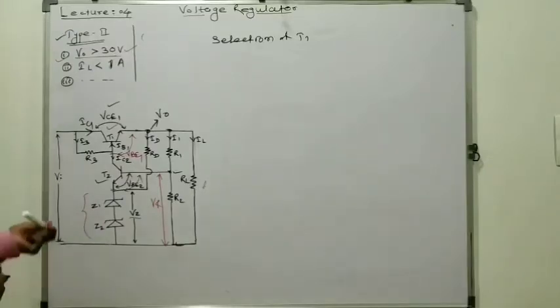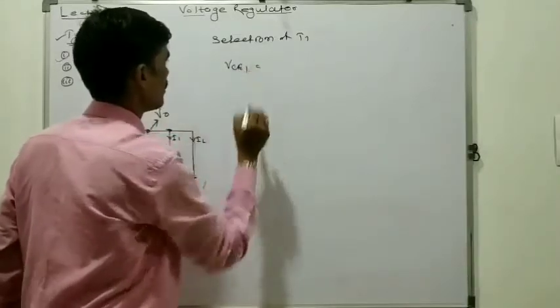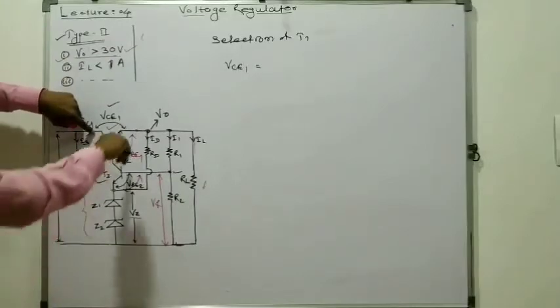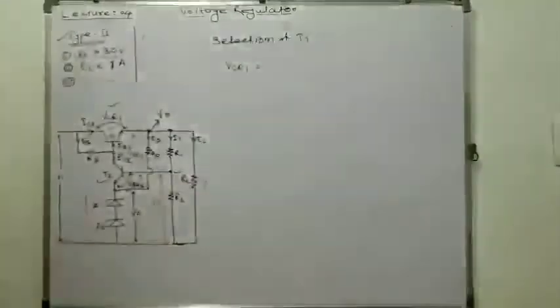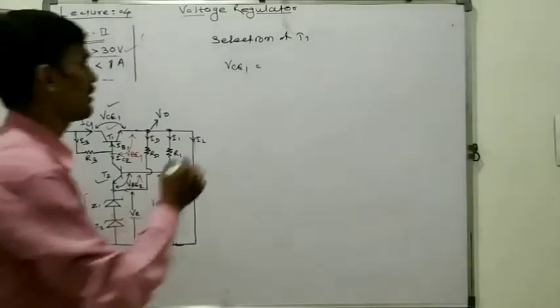So first is VCE1. So how are we going to calculate the VCE1? VCE1 is nothing but the voltage available at the collector minus the voltage available at the emitter side. So the collector voltage is nothing but, for selection of transistor we are considering the extreme condition, and the extreme condition is nothing but the maximum input voltage. So input voltage is nothing but 45 plus minus 5 volt. So we have to assume the highest value. So Vi max.